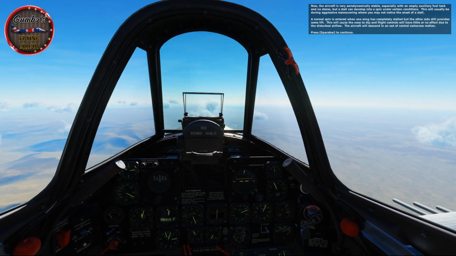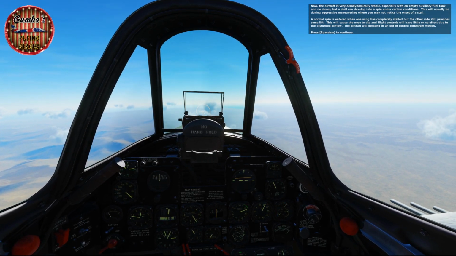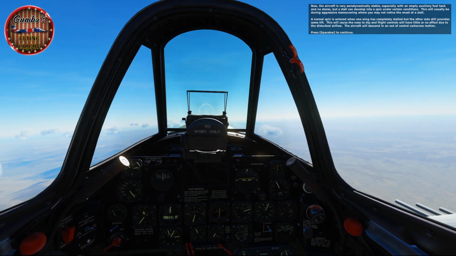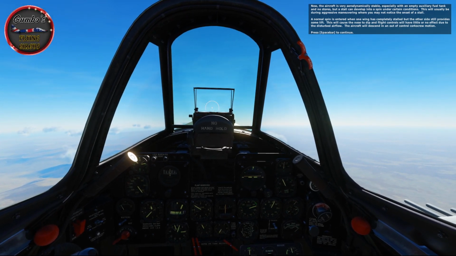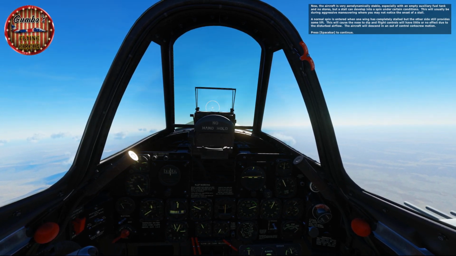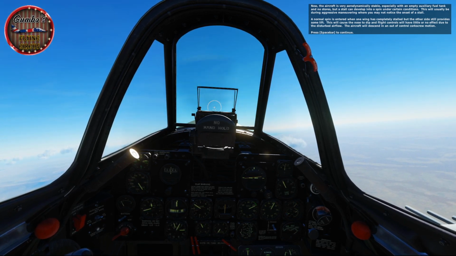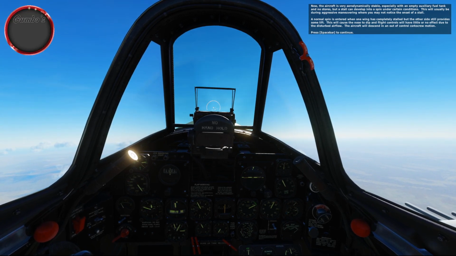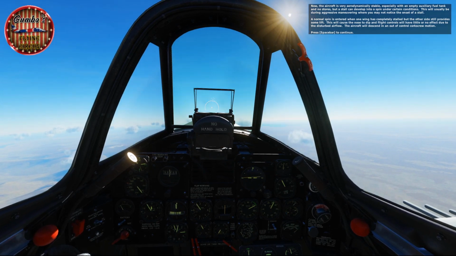The aircraft is very aerodynamically stable, especially with an empty auxiliary fuel tank and no stores, but a stall can develop into a spin under certain conditions. This will usually be during aggressive maneuvering where you may not notice the onset of a stall. A normal spin is entered when one wing is completely stalled but the other side still provides some lift. This will cause the nose to dip and the flight controls will have little or no effect due to the disturbed airflow. The aircraft will descend in an out-of-control corkscrew motion. Press spacebar to continue.